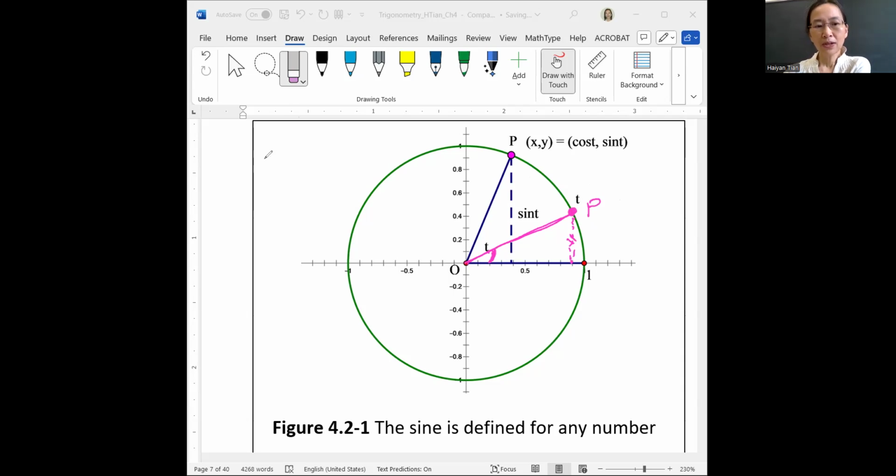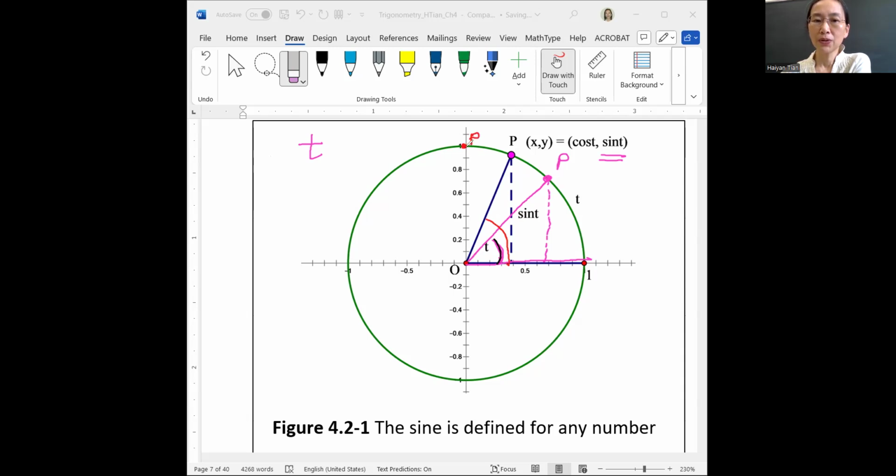And just to examine the y coordinate of point P, suppose you have another t. I just use the pink color to show, for different values of t, what happens to the sine of t. So sine of t will be this y coordinate of P. And we see that when t is getting bigger in the first quadrant, from here to here, it's easy to see the larger t has the larger y value, until here.